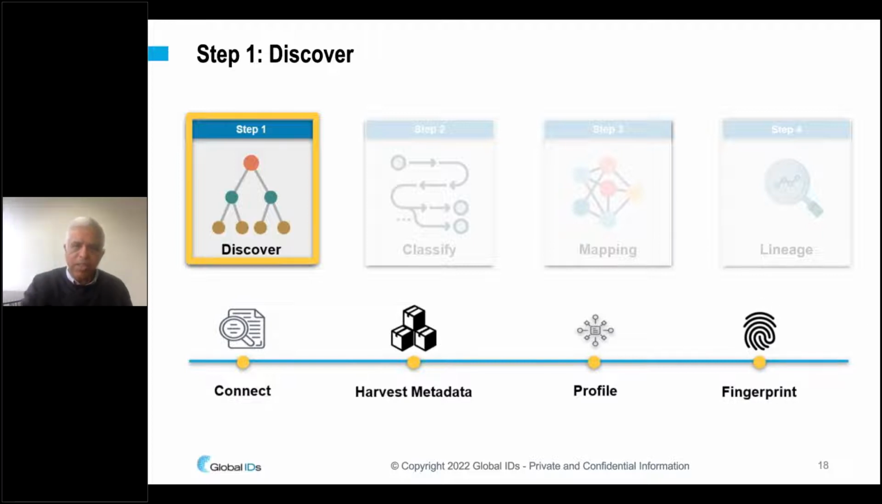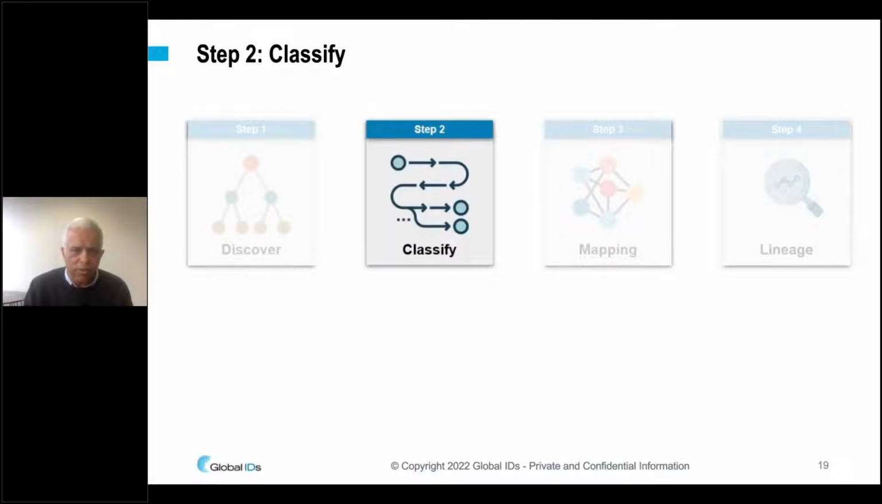But what we have discovered is that the most important thing is constructing a fingerprint. Global IDs creates a fingerprint for each of the columns that it goes through, and we do this automatically for millions of columns, creating a unique fingerprint for each. This is the foundational step. It's all automated. All that needs to be done is a one-time read-only connection into the various database environments, and you collect the fingerprints.